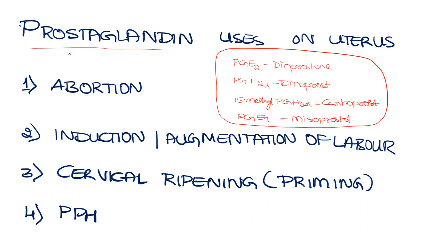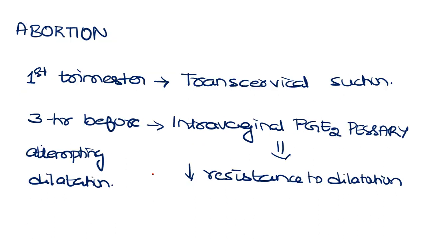So coming to the next learning objective, what are the uses of prostaglandins on uterus? They can be used in the treatment of abortion, for induction and augmentation of labor, for cervical priming or ripening, and to control the postpartum hemorrhage. So there are 4 indications for prostaglandin with respect to the uterus: abortion, induction of labor, cervical priming, and postpartum hemorrhage.